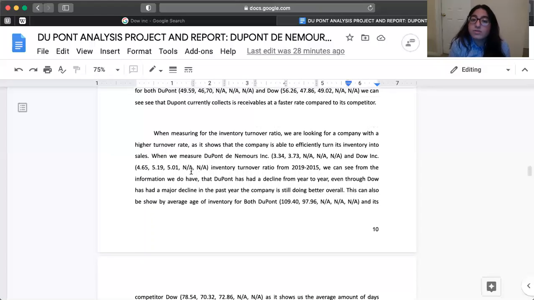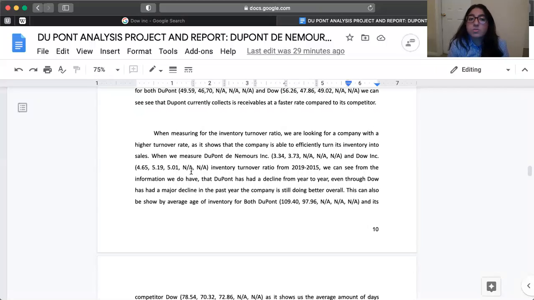When measuring inventory turnover ratio, we are looking for the company that has a higher turnover rate, as it shows that the company is able to efficiently turn its inventory into sales. When we measure DuPont and Dow's inventory turnover ratio from 2015 to 2019, we see from the information we have that DuPont has had a decline from year to year. Even though Dow has a major decline in the past year, the company is still doing better overall.